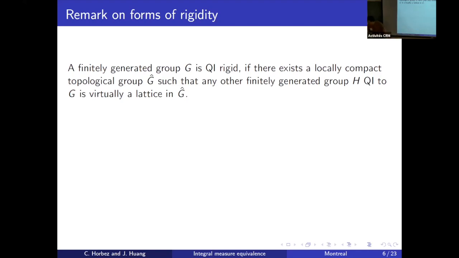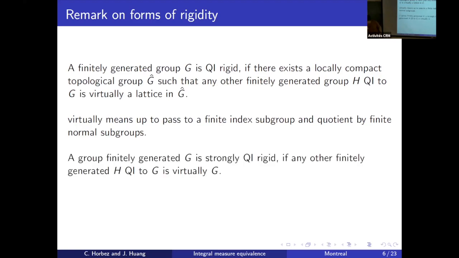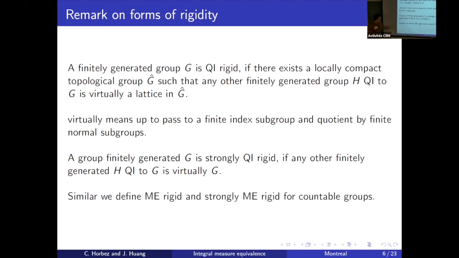Here I want to emphasize that virtually means up to passing to a finite index subgroup or quotient by a finite normal subgroup. We always allow that. There's a stronger version: I'm going to say G is strongly QI rigid if any finitely generated group QI to G is actually virtually isomorphic to G. Similarly, we define the same thing on the ME side: ME rigid and strongly ME rigid.